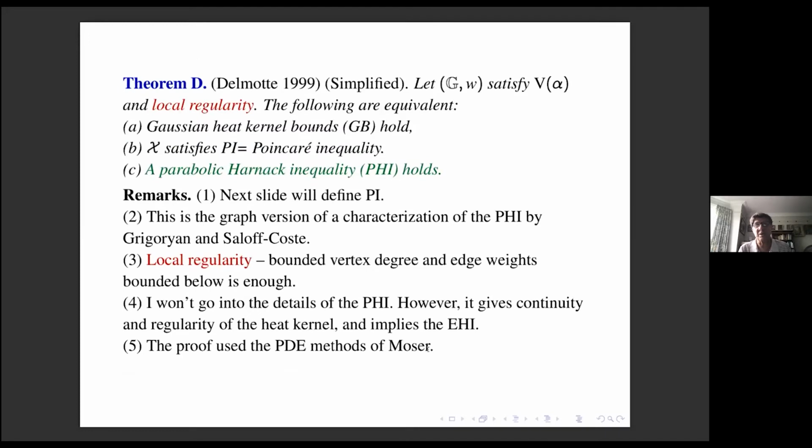So here is a guide to how we might proceed. This is the theorem of Thierry Delmotte in 1999, and I've simplified it a bit. Let's look at a weighted graph which satisfies V_alpha and local regularity, the same local regularity conditions as in previous lectures. Then one has three equivalent conditions. Gaussian heat kernel bounds hold, in other words, that's HK(alpha, 2).